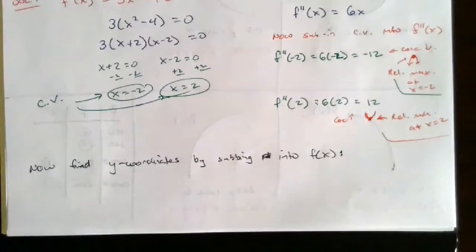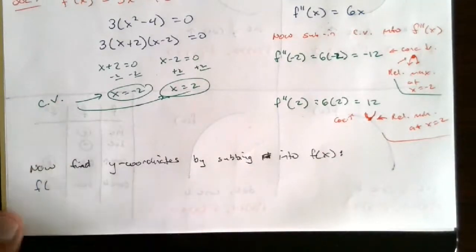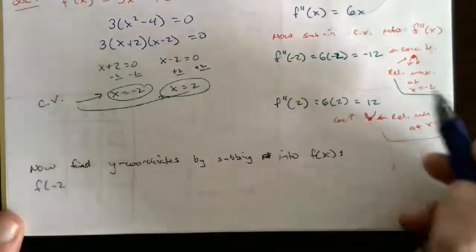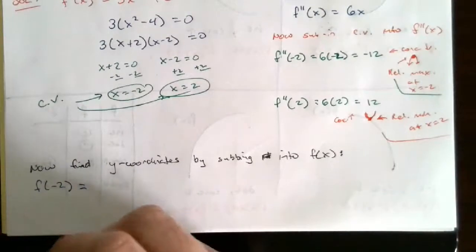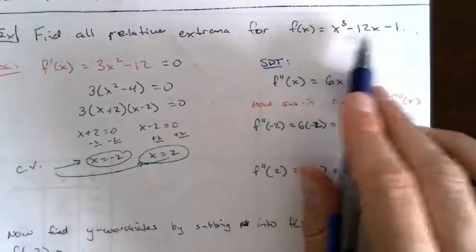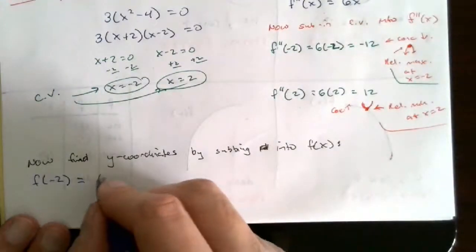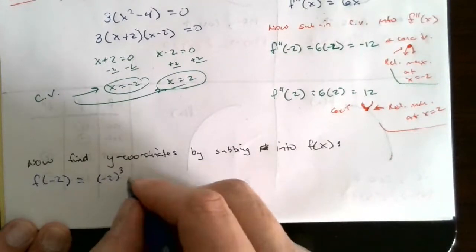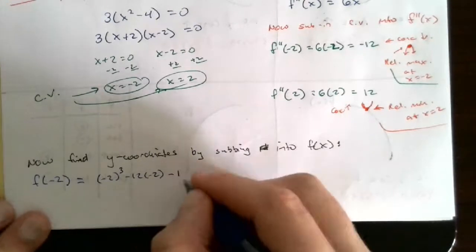Because remember, the y value is actually what the extrema is. The x value is just the point where it occurs. So if I was to look at the original function, let's find f of -2 first, the one we found where we had the relative max. So f of -2 is going to be equal to substituting into the x cubed minus 12x minus 1. So f of -2 would be -2, the quantity cubed, minus 12 times -2, minus 1.